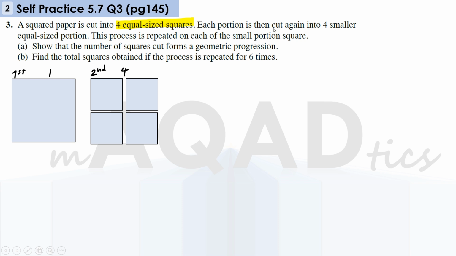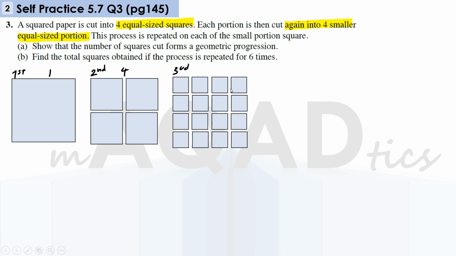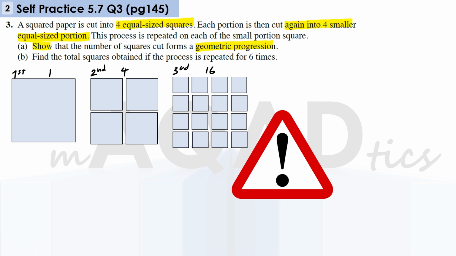So this means for each square later on, we also cut them into 4 equal-sized squares. Okay, so this means for the third round, for each square we cut into 4. So in total, the third round we have 16 squares, and this process will keep on repeating. So for part A, we need to show that this process, or meaning the number of squares, follows a geometric progression. But how do we prove this?